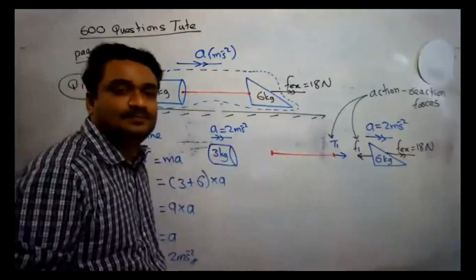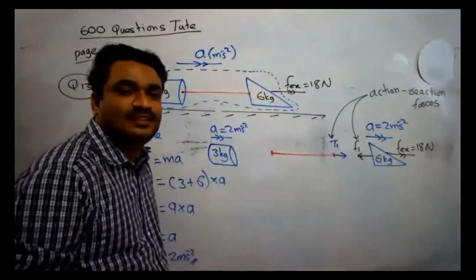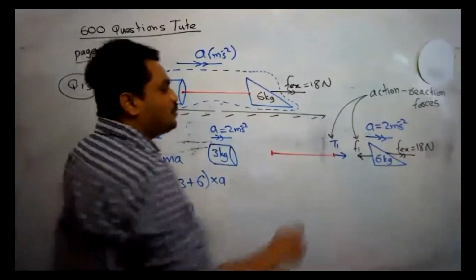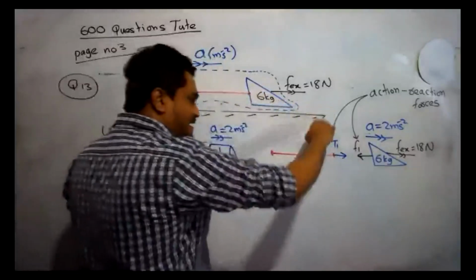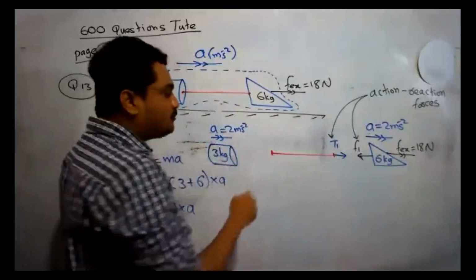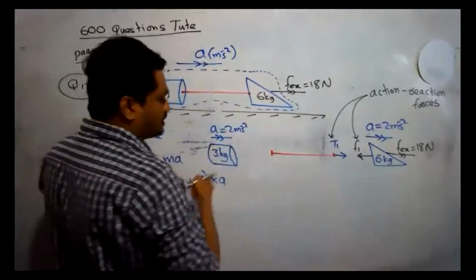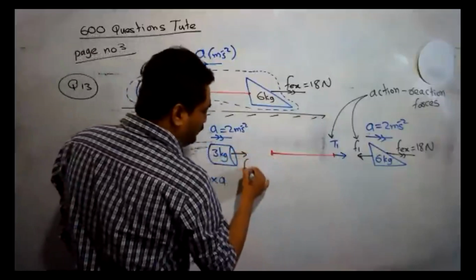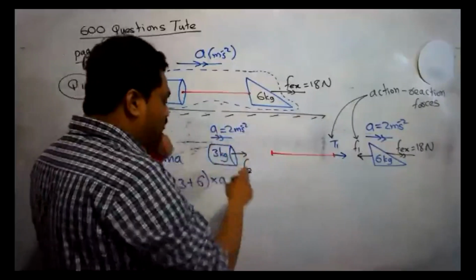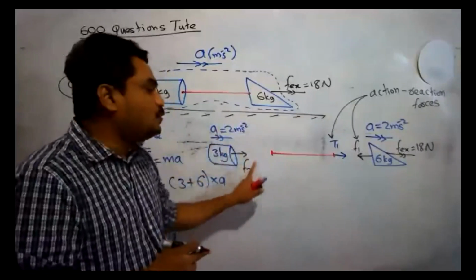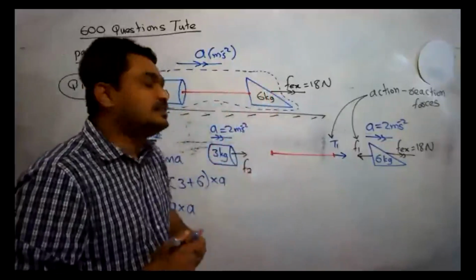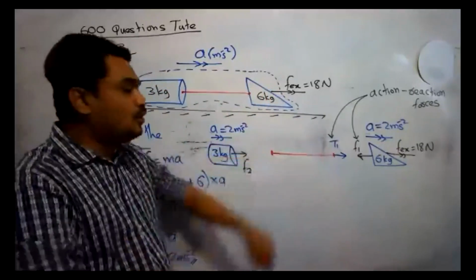Second reason. When the string is moving to the right-hand side, it has to move the 3 kg object. Therefore, the string gives a force, simply F2, to the 3 kg object. So the 3 kg object is moved by F2. F2 is given by the string. Now tell me Newton's third law of motion.